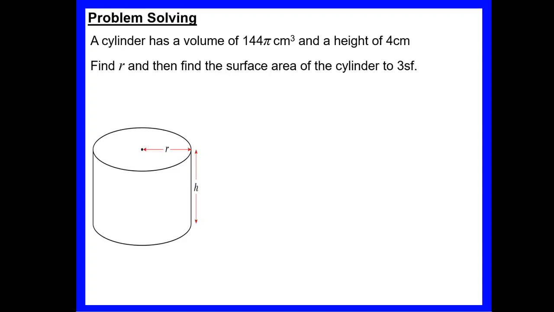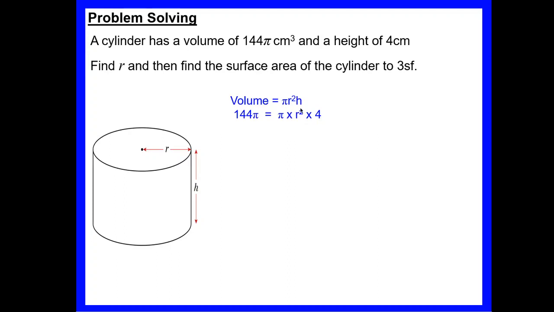Okay then, so we're going to start off by trying to find the radius. They've told me the volume, and I know the formula for volume is V equals pi r squared h. So we can substitute in the values we know. We know the volume and we know the height, so we can put those in. What we don't know is the r squared. So our volume, 144 pi, is equal to pi times r squared times the height of 4. Now if I multiply these together, that's the same as 4 pi r squared.